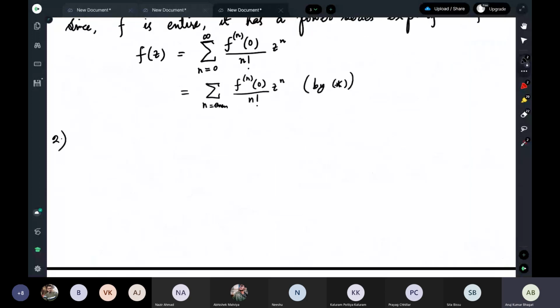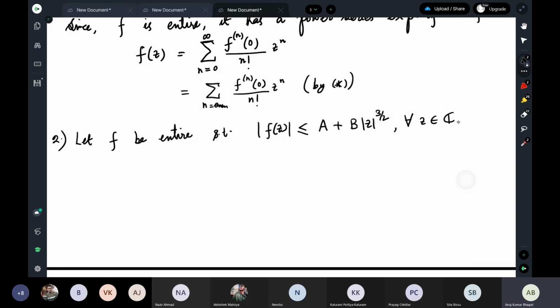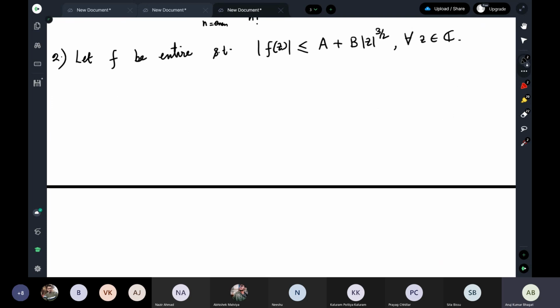What is the question? Let f be entire such that you have a condition given that modulus of f of z is bounded above by this thing, a plus b, like this, for all z in C, so that f is a linear polynomial. Okay, so that f is a linear polynomial.